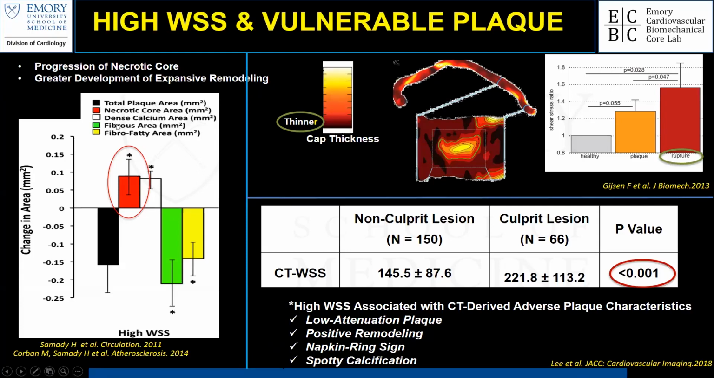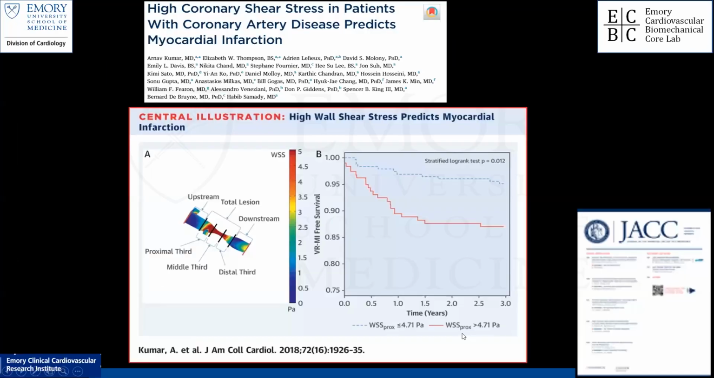Within atherosclerotic plaques, high shear stress is associated with progression of necrotic plaque and greater development of expansive remodeling. Within a lesion, high shear stress zones tend to demonstrate thinner cap and more plaque ruptures. In cardiac CTA-based studies, culprit lesions have been shown to have higher shear stress. High shear stress is also associated with CT-derived adverse plaque characteristics like low attenuation plaque and napkin ring sign.